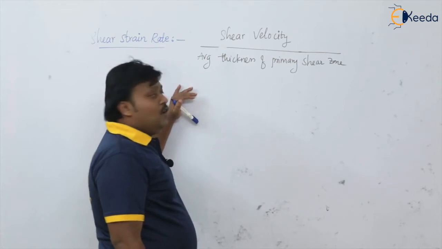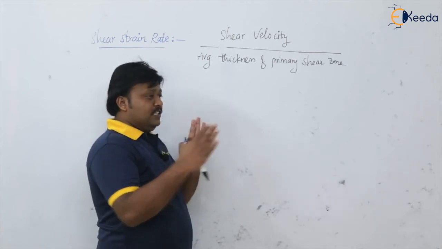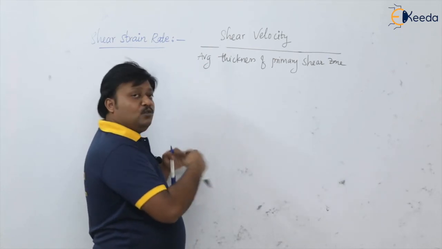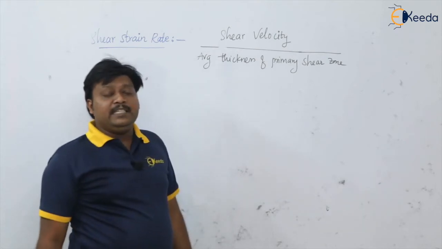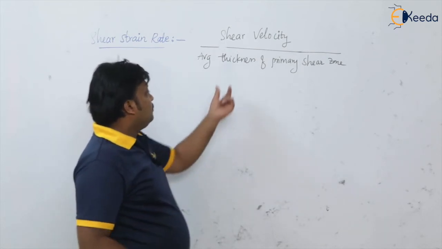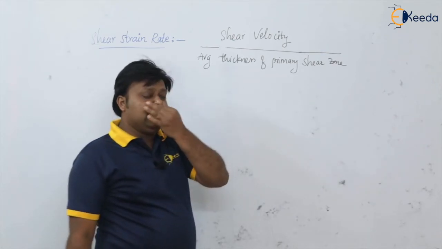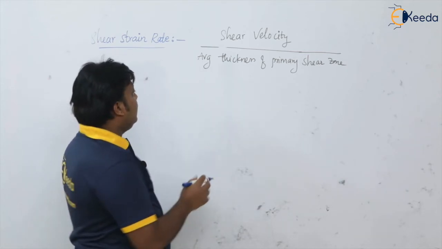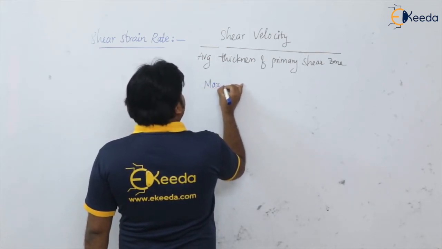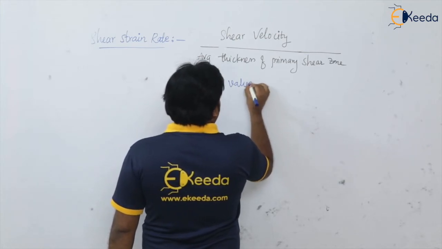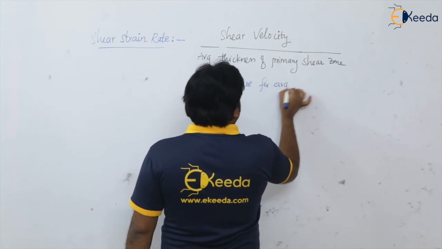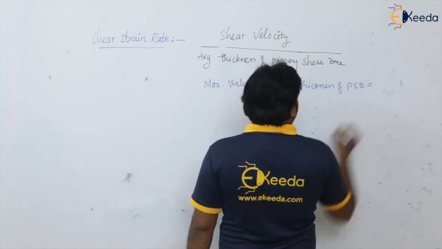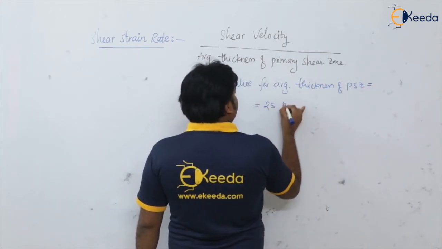Or simply we can say that this chip is nothing but the layer by layer deformation of the material which is undergoing deformation because of the tip of the tool. So the minimum distance between these two planes, we can take as the thickness of average shear planes, or simply the thickness of that crack in front of the tip of the tool. Okay, and the maximum value for this average thickness of primary shear zone is given as 25 microns.